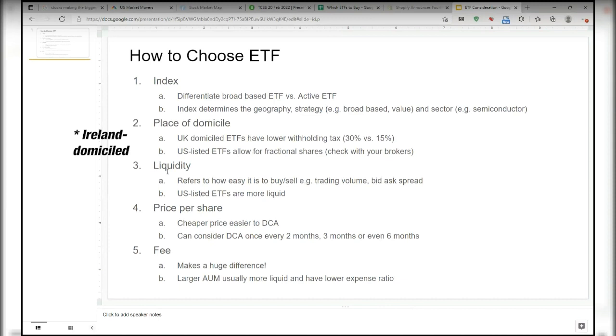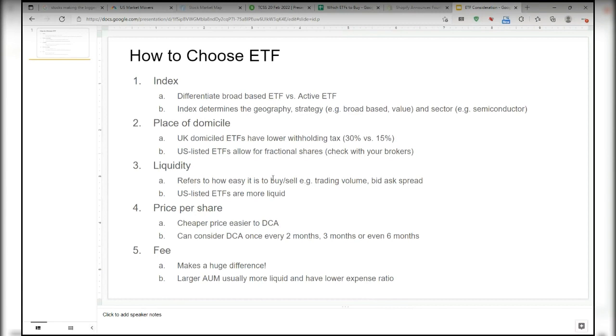Then the next one will be liquidity, right? For example, one of the S&P 500 index ETFs is the S27. That one is listed on the Singapore Stock Exchange. But one main criticism is that the S27 ETF is very illiquid. If you look at the trading volume on Friday, which is like two days ago, there were only like 123 shares traded on that day.